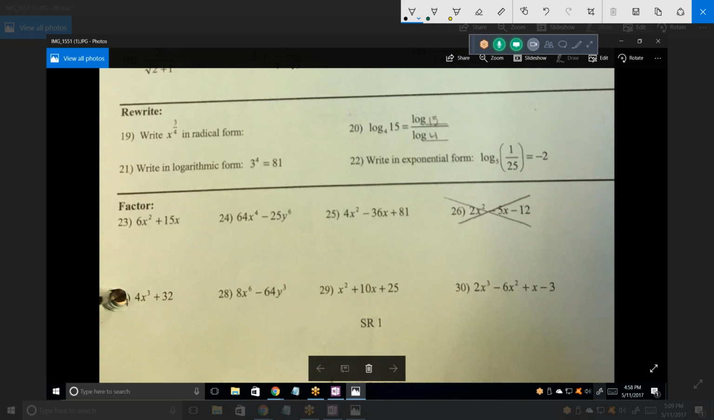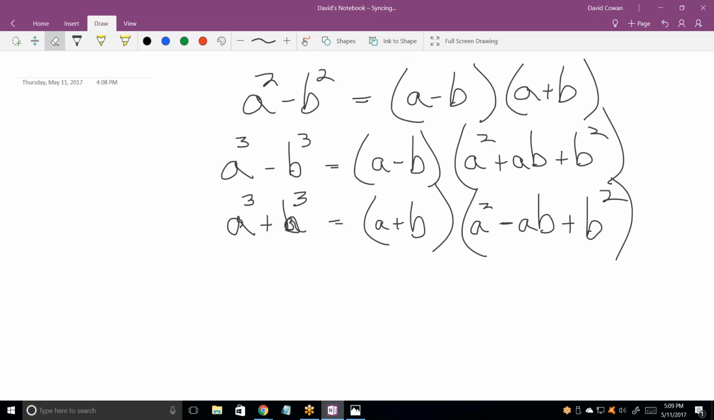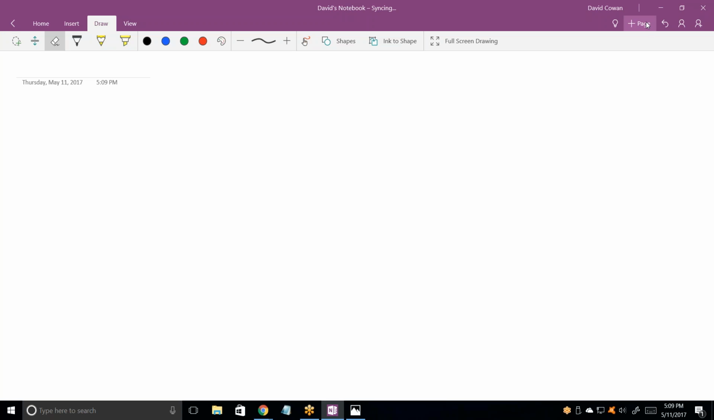30. I don't even know where to start on 30. No, I know where to start. I'm just trying to figure out if I need to move it to my right. It's 2 minus 6 plus 1 minus 3. I think I do want to move it here. It's 2x cubed minus 6x squared, go ahead, plus x minus 3.